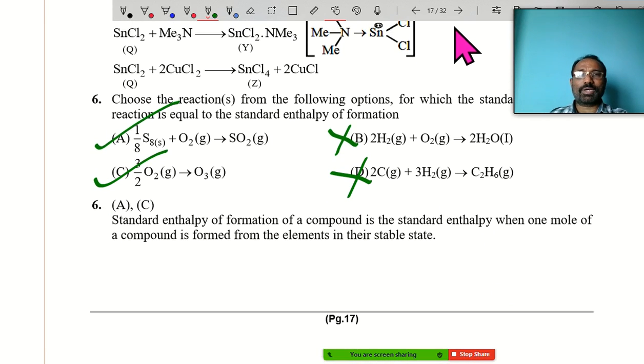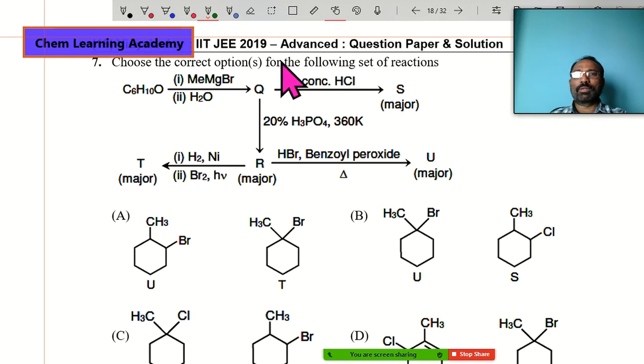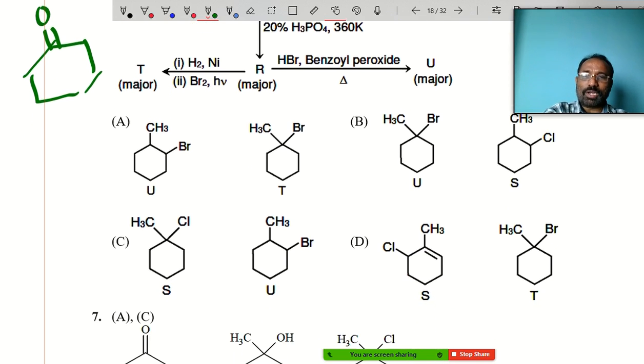Now see question number 7. In question number 7, choose the correct options for the following set of reactions. C6H10O is a cyclic ketone, cyclohexanone. The cyclohexanone is treated with methyl magnesium bromide, then hydrolysis, and it gives the tertiary alcohol.